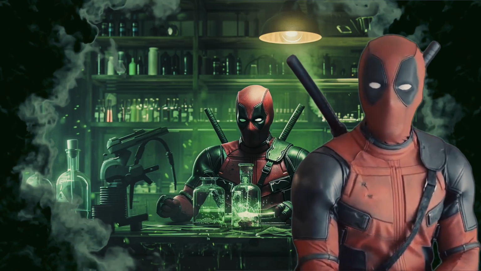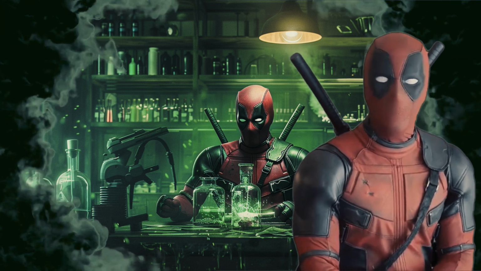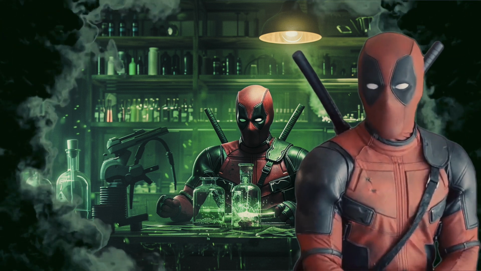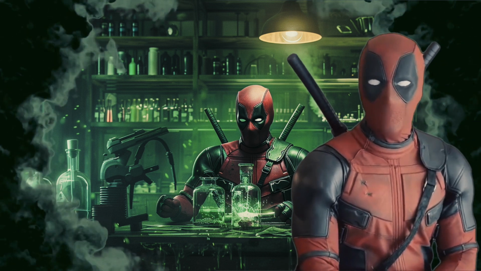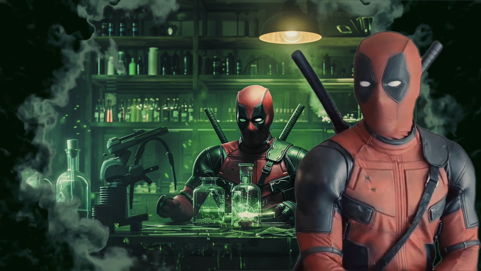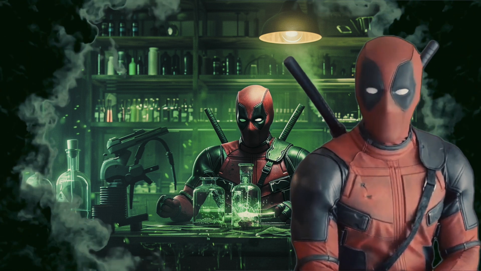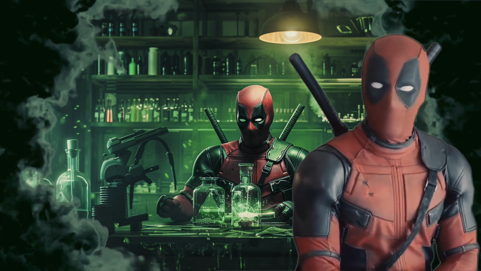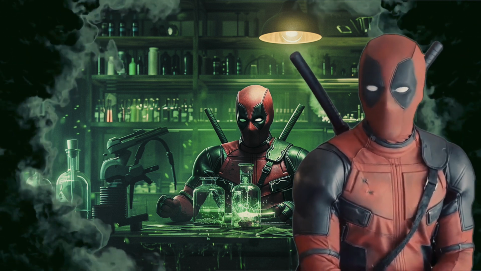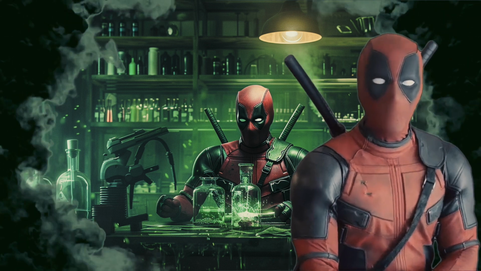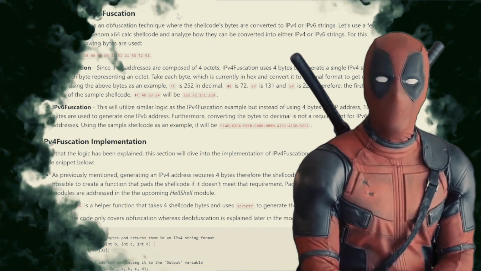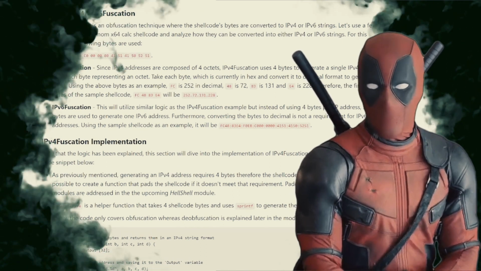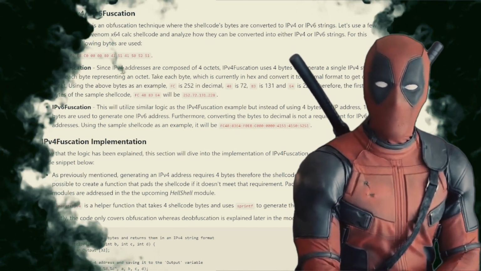Important note: the code examples provided in this and subsequent modules should be compiled in release mode to ensure proper functionality, as compiling in debug mode may lead to operational issues. Understanding IPv4, IPv6 fuscation. IPv4, IPv6 fuscation represents a novel approach to obfuscation, transforming shellcode bytes into IPv4 or IPv6 address strings. This technique leverages the structural characteristics of these addresses for disguise.